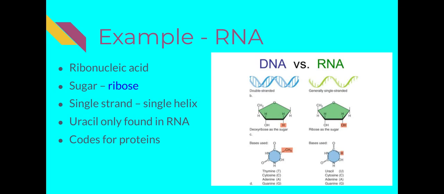Now, DNA and RNA are related, but they're a little different. It's ribonucleic acid instead of deoxyribo. The sugar is ribose instead of deoxyribose. And as you probably noticed, both DNA and RNA are actually named after the type of sugar that's in them. RNA is a single strand or a single helix instead of a double helix, and it has uracil instead of thymine. And it codes for proteins. So RNA is important for your body. It helps your body make the proteins that it needs.